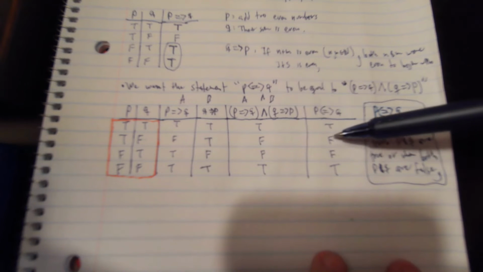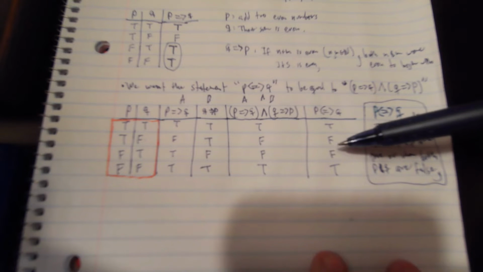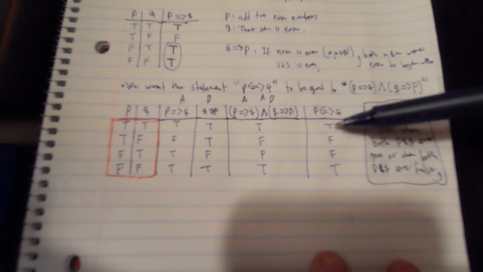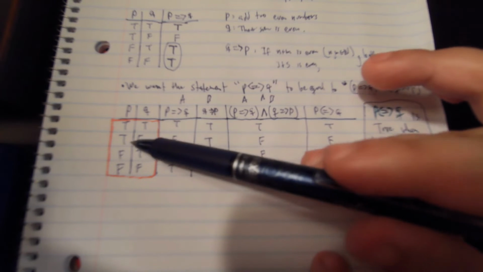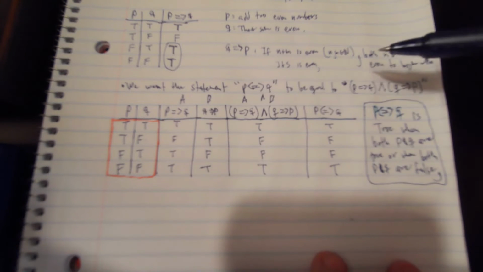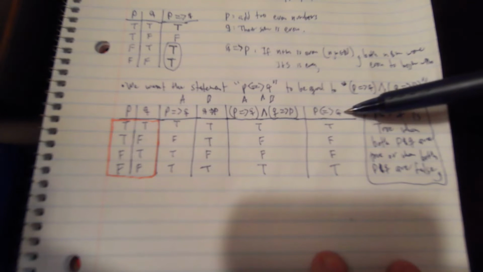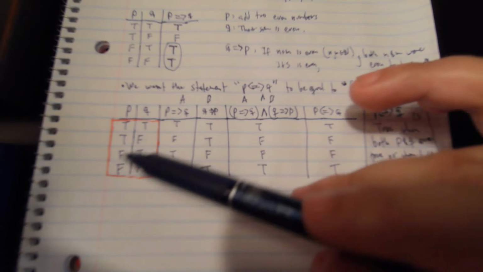And therefore, by leftovers, or whatever you want to call it, the statement P if and only if Q is going to be false if they don't match, basically. So again, the statement P if and only if Q is true when they're either both true or both false.